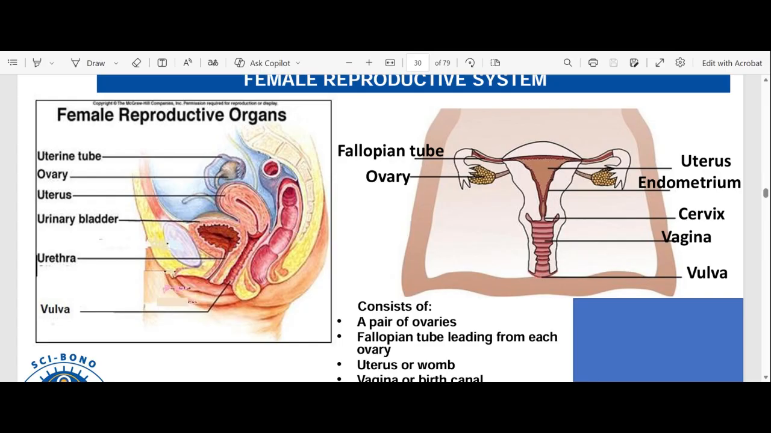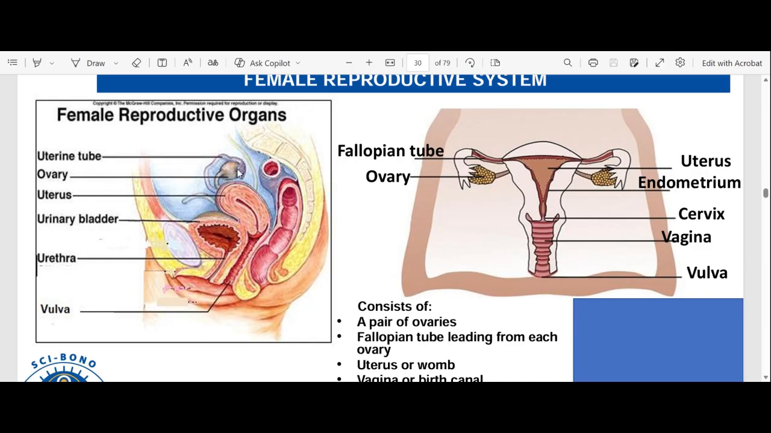Now let's go to our side view. In our side view, we can see that we have our ovary. You should know both the front view and the side view. What is the ovary responsible for? It's the site for meiosis, and also is responsible for producing a female hormone called estrogen that's responsible for puberty.